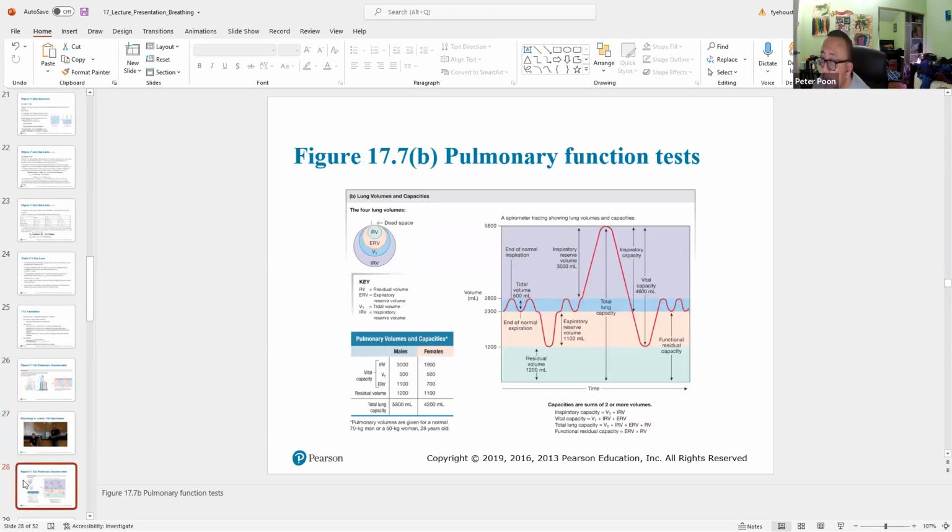Okay. So there's no way to really measure residual volume like that clinically, but usually about 1200 ml here.